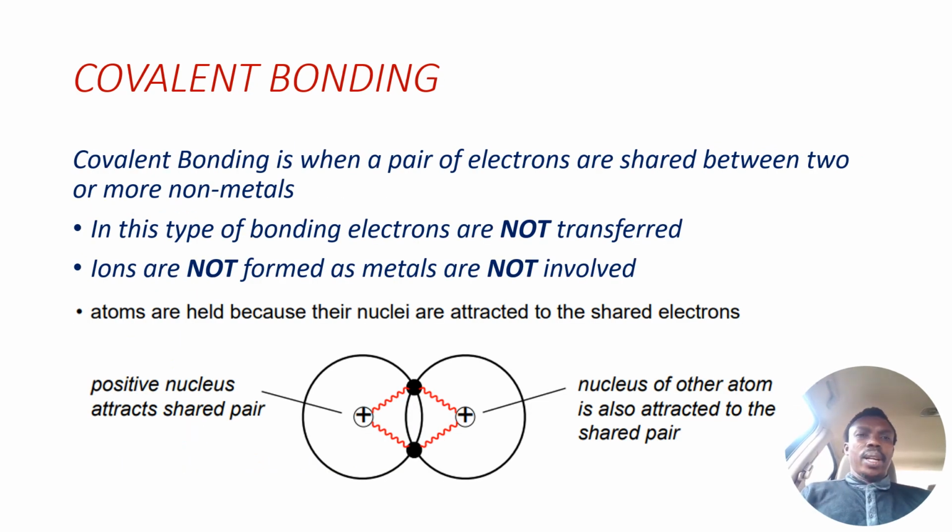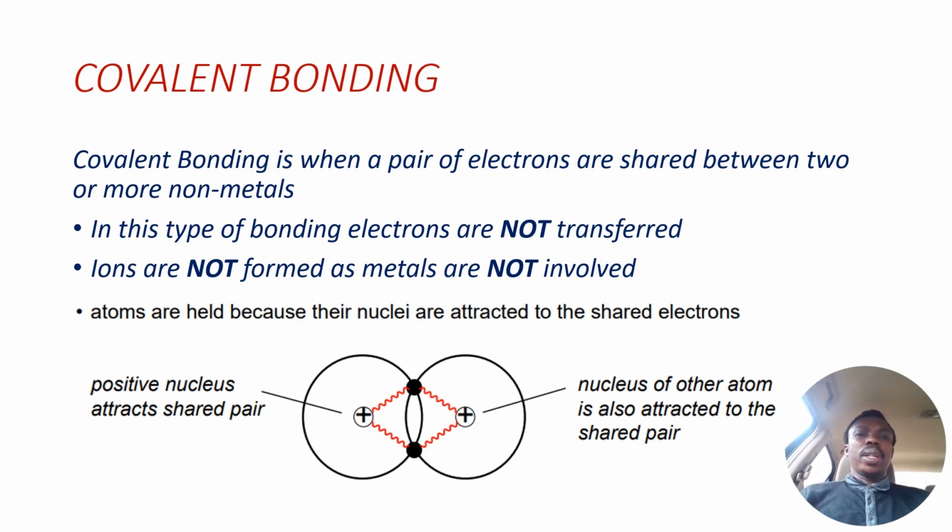So we are looking at covalent bonding. We say covalent bonding is when a pair of electrons are shared between two or more non-metals. So covalent bonding has to do with sharing of electrons between non-metals. I told you that the essence of bonding is for each of the atoms to attain their noble gas configuration, to attain the octet or the duplet state. Every other element wants to be like the noble gas.